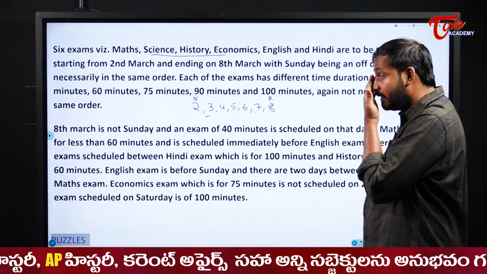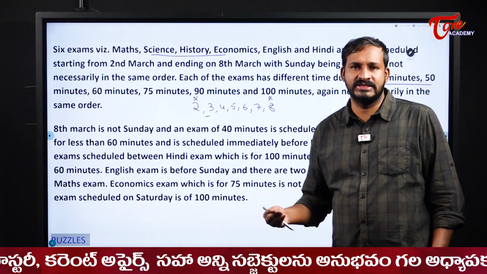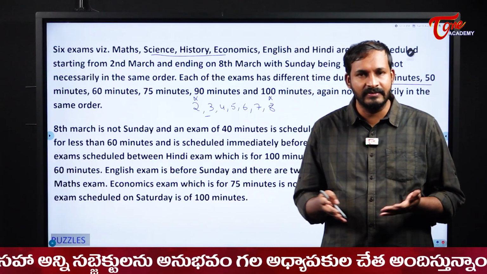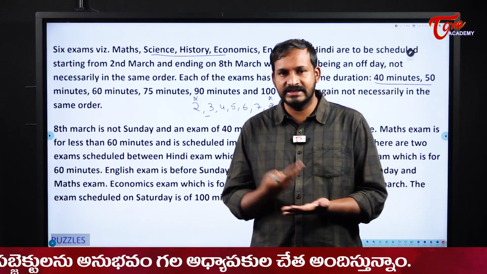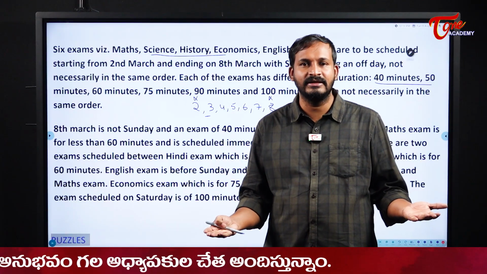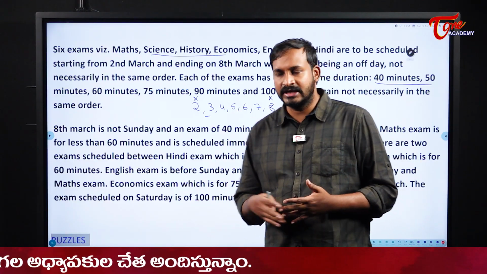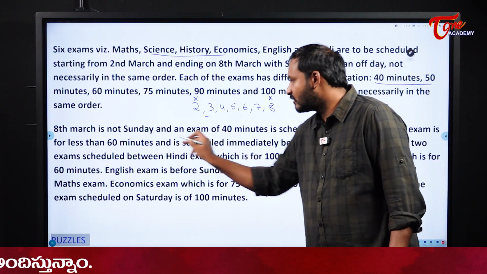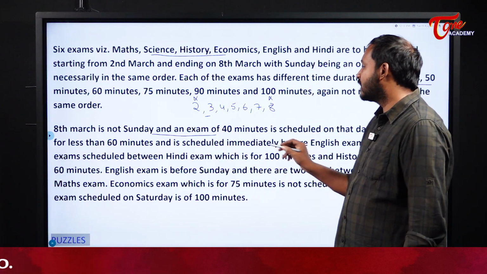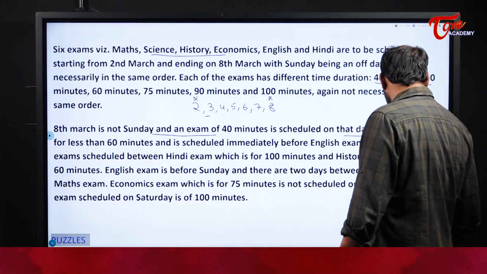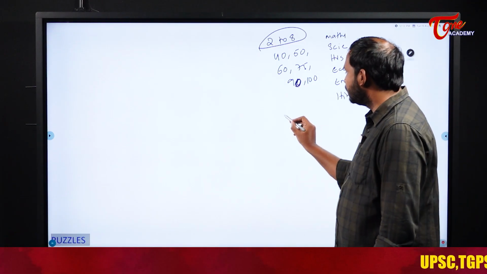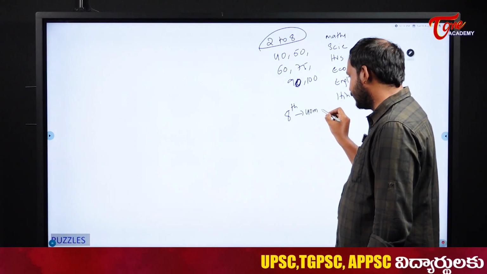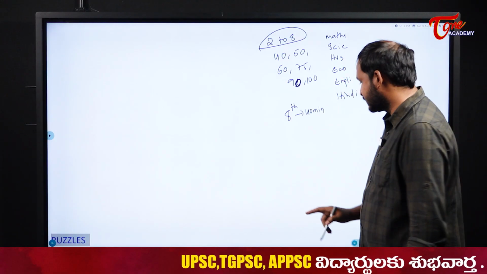Now, 8th March is not Sunday. Obviously, 8th March is not a Sunday. Already we discussed, right? It cannot be Sunday. Why? Because if 8th is Sunday, the exam will end by 7th only, right? So, you will not give 8. That is by default we can say, but he mentioned here anyway, need not worry. 8th March is not Sunday and the exam of 40 minutes is scheduled on that day. Okay. On 8th, a 40 minutes exam was scheduled.